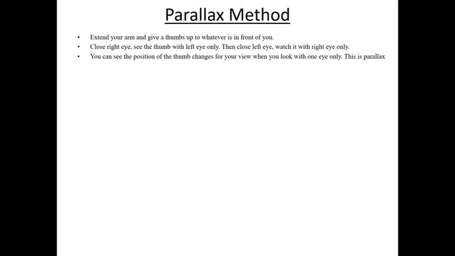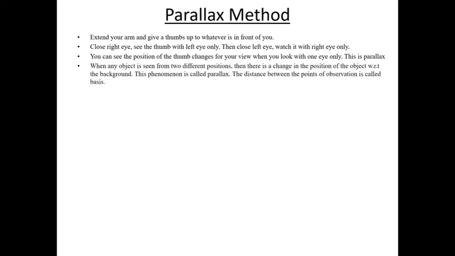This is called parallax. Now, the definition can be written as: when an object is seen from two different positions, then there is a change in the position of the object with respect to the background. This phenomenon is called parallax. And the distance between the two points is called the basis. So in case you're closing one eye and watching with the other, the basis is the distance between your two eyes.